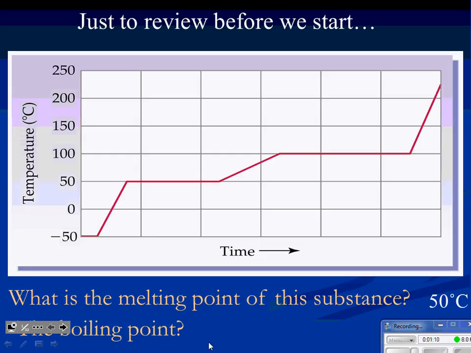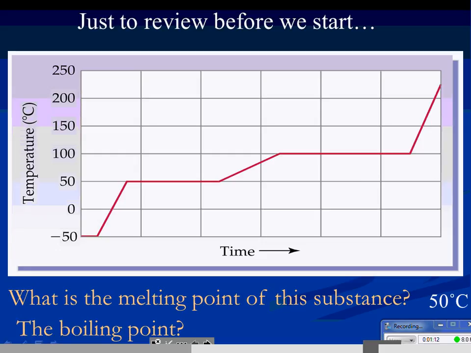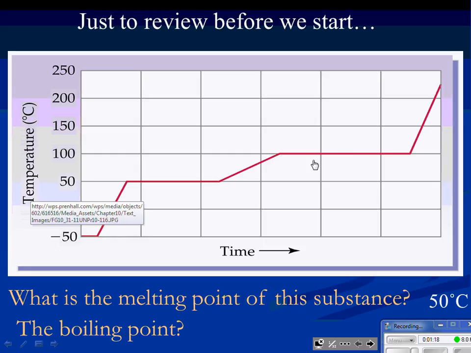All right. So then, when I ask the next question, what is the boiling point of the substance? I come back and I find my second plateau here. Here's my flat line. So my second one here is the boiling point, and that's going to correspond to 100 degrees Celsius. So for this particular substance, the melting point would be 50 degrees Celsius. The boiling point's 100.